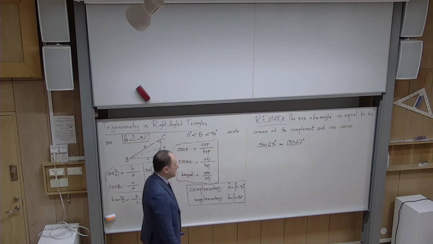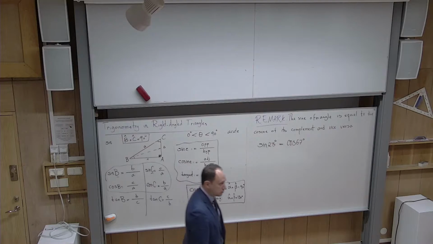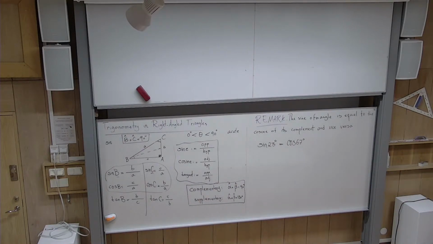The reason is that 23 added to 67 is 90. So 23 and 67 are complementary. Yes? So these two angles are the same. Sorry, sine of 23 is equal to cosine of 67. Okay.